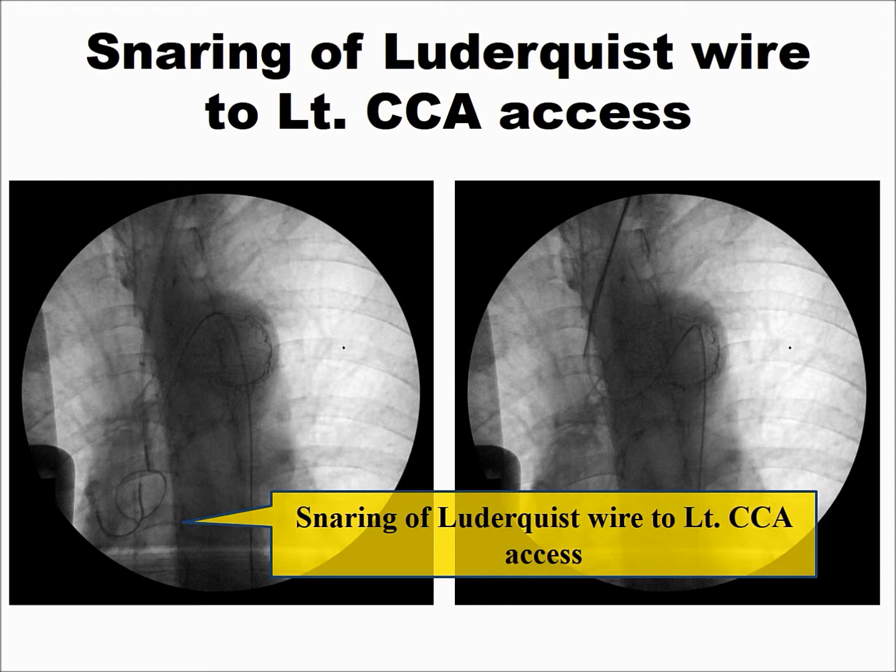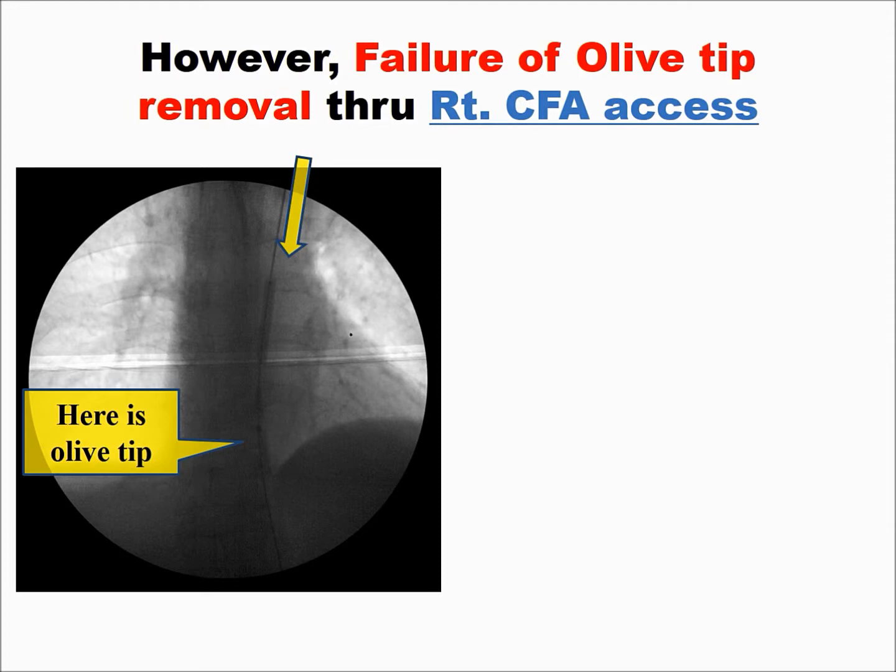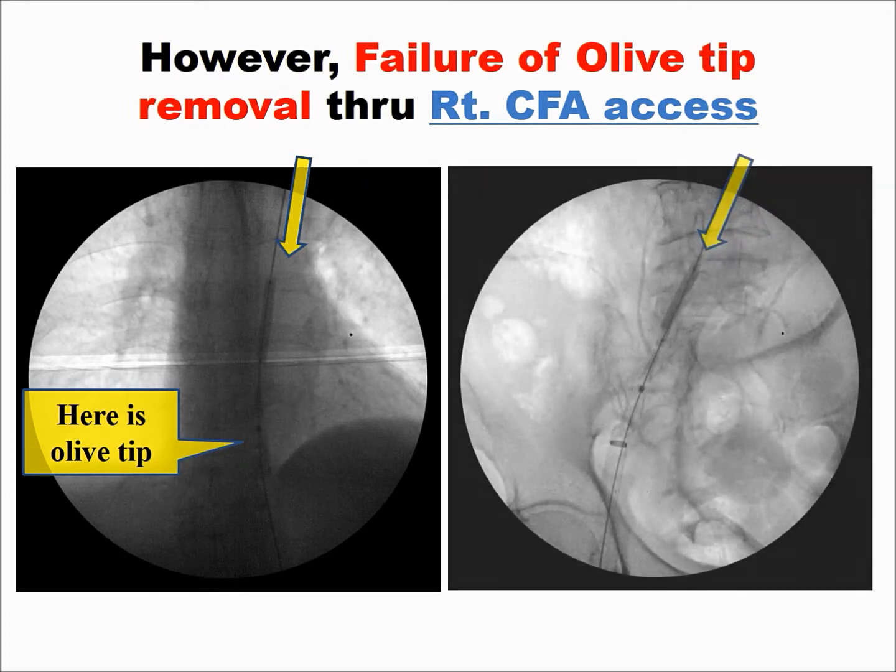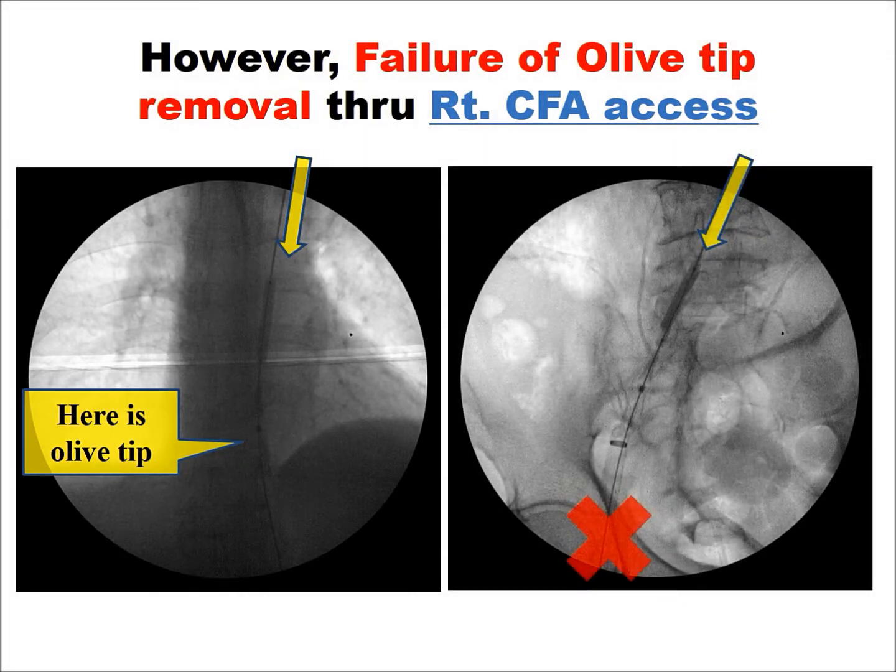For safety, I snared out the Rundquist wire to the previously anastomosed carotid artery graft. First, I pushed the olive tip with a small-sized balloon inserted through the carotid graft in this downward direction, but failed, perhaps due to angulated artery and stent. There was no way.